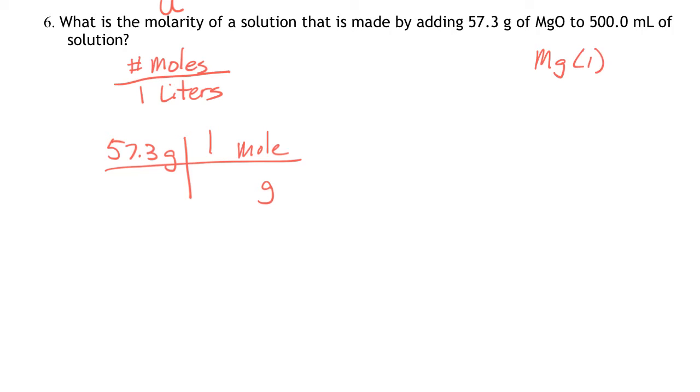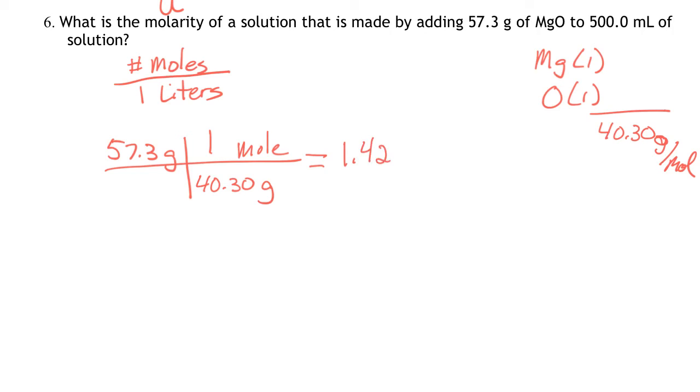We've got 1 magnesium, we've got 1 oxygen. You'd find the molar masses, add them together, and you're going to find that the molar mass for this compound is 40.30 grams per mole. So 40.30 grams is going to go here. Put it in your calculator to find out how many moles there are, and it's 1.42 moles. So I'm halfway done.